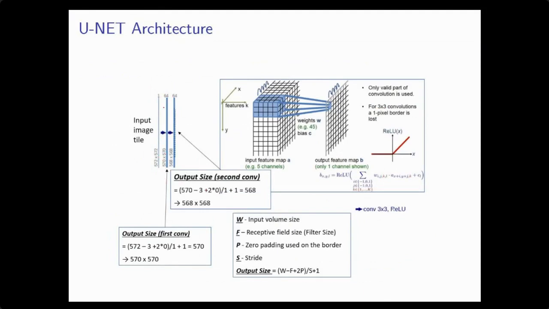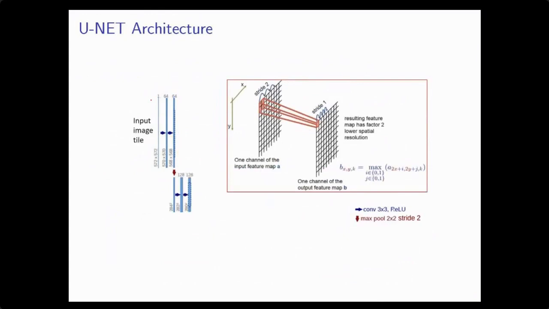For this first convolution layer, the output size will be 572 minus 3 plus 2 into 0, divided by stride size, plus 1. This is 570. So the output size of this image is 570 by 570, and then we apply the second convolution layer followed by a ReLU layer, and the size decreases again to 568 by 568. This is the first step. Here also we are using 64 filters. You all know the operations, so this is not a tough process to understand now.